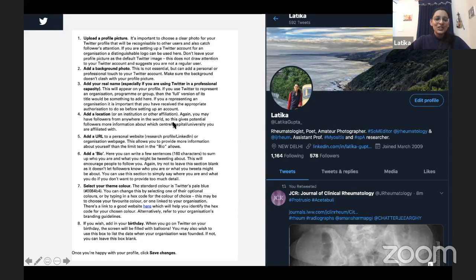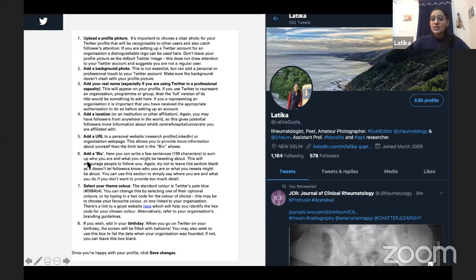And then you add a location. This is again incorrect here, but you need to add the correct location. You can add a URL to your personal website. So if you've written a book, you can put the link to that. It's a professional community, so you can put a link to your ResearchGate or your LinkedIn. But not to your personal account usually, unless you want unnecessary attention.